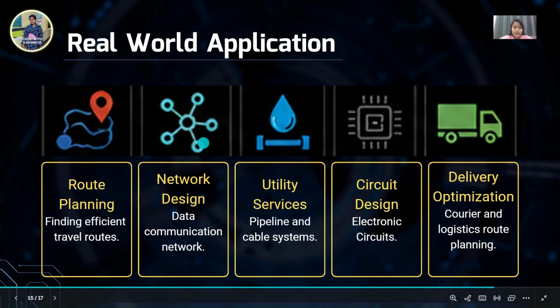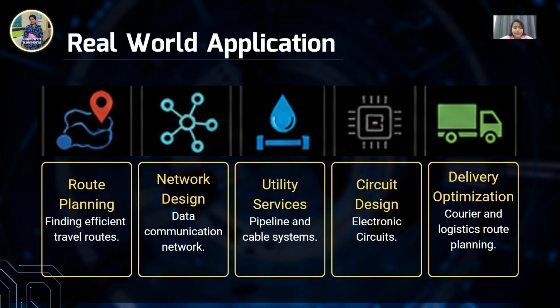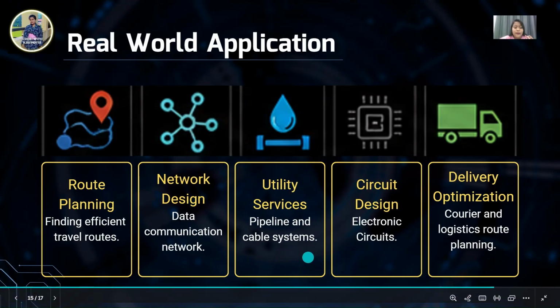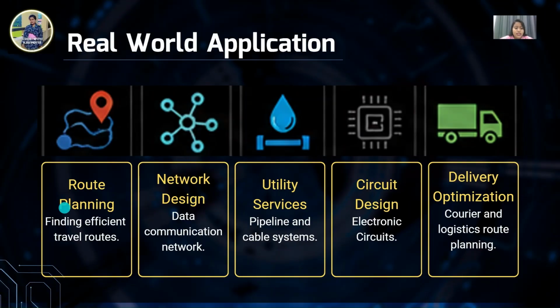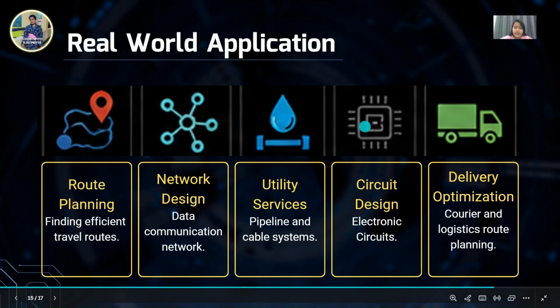Fleury's algorithm is not only a classroom topic, it can be applied in many real world situations. For example, route planning for vehicles, designing communication networks, planning cable and pipeline systems, electric circuit design, delivery and logistics optimization. All these problems involve finding efficient paths through connected networks.